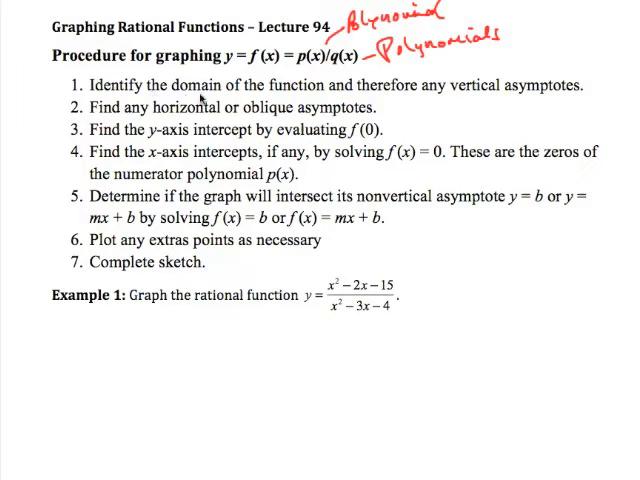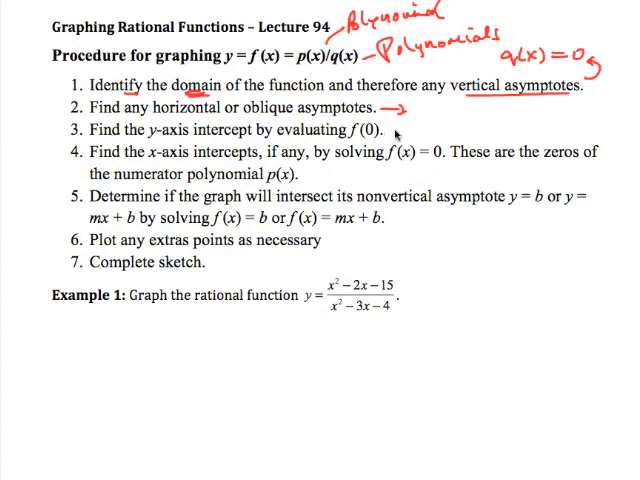First, we're going to identify the domain of the function and therefore any vertical asymptotes that are going to exist. Of course, the vertical asymptotes are going to come from the times when q of x is equal to 0, and that also comes from what our domain is. We're then going to find any horizontal or oblique asymptotes. And in the last lecture we looked at how to do that.